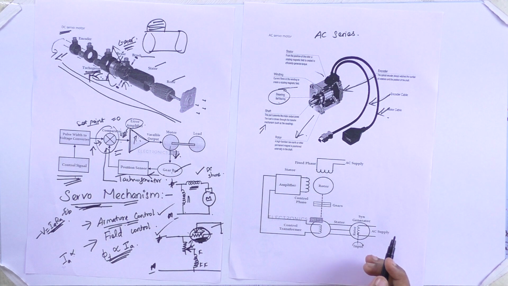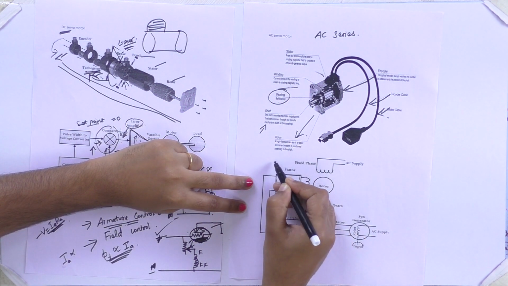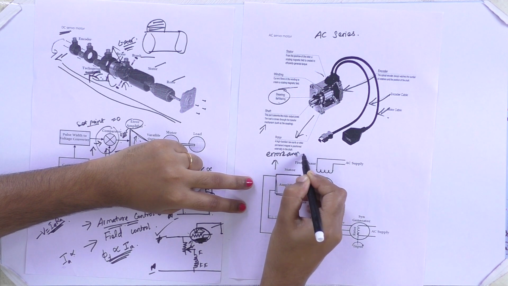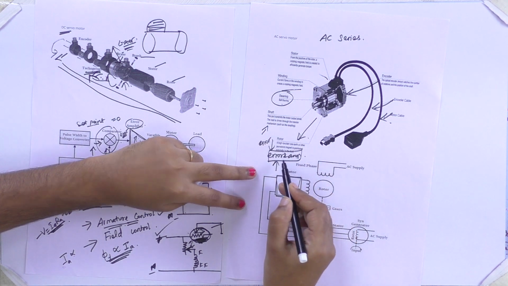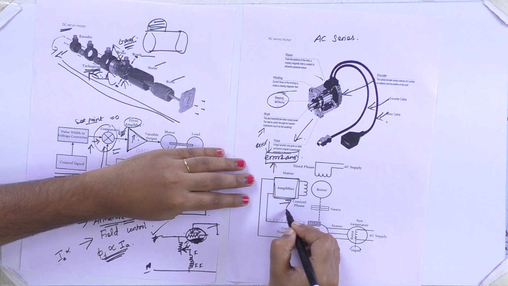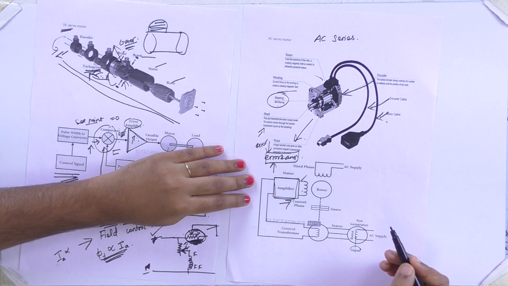The same thing as a DC servo motor, the AC servo motor will also control the motor with the help of a servo mechanism. So there will be an amplifier circuit. Before that, error detector and error amplifier will be there. So when the error is given to this error amplifier, the same thing we are implementing in this. This will control the phase voltage we are supplying to the stator.